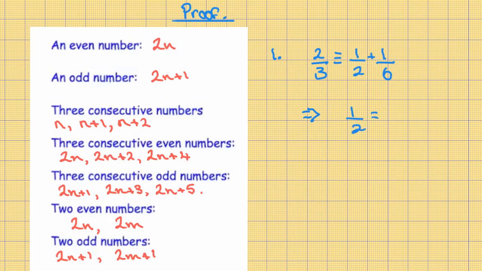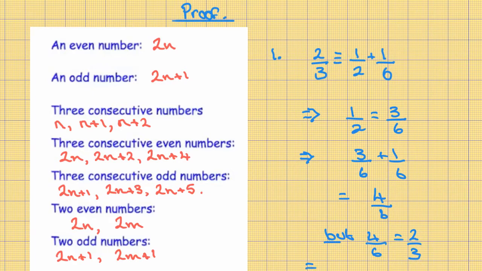So 1/2 is equal to 3/6. Therefore 3/6 plus 1/6 is equal to 4/6, but 4/6 is equal to 2/3. Therefore left hand side is equivalent to right hand side. Always make sure you complete the last statement if necessary.